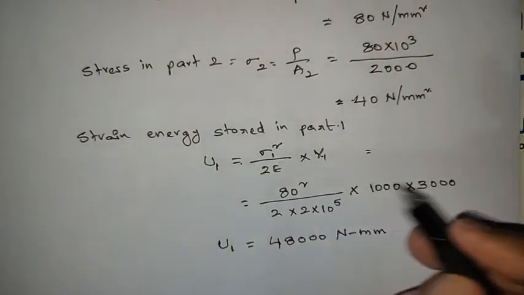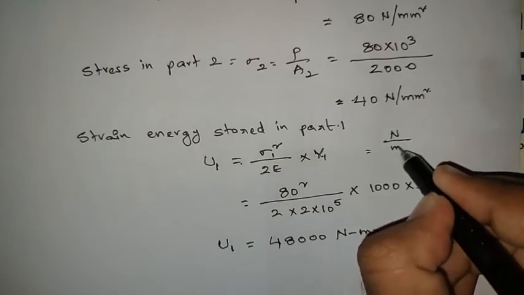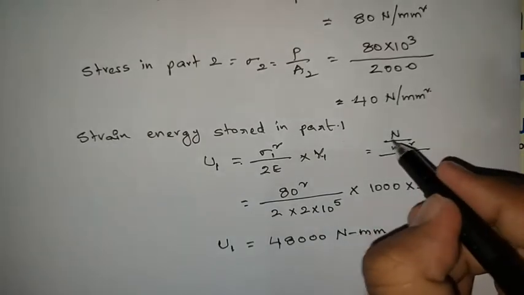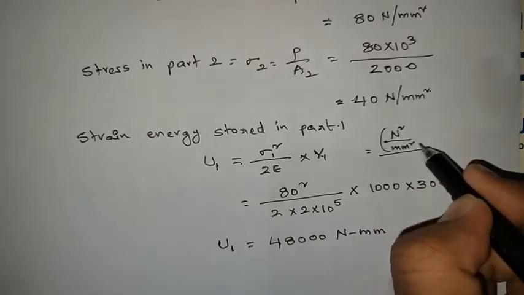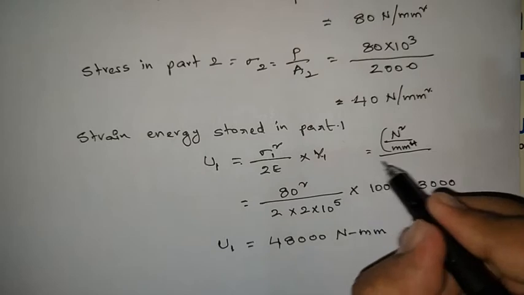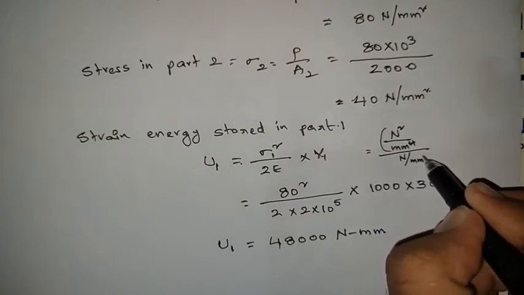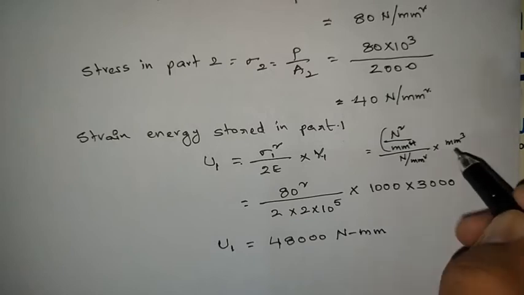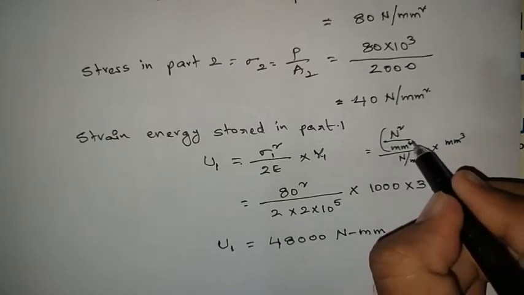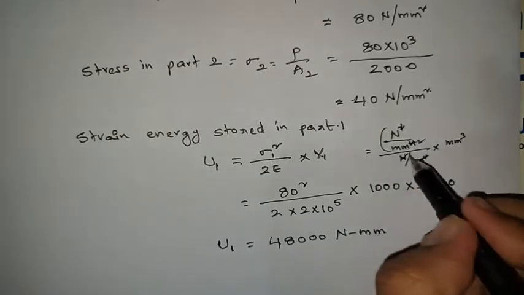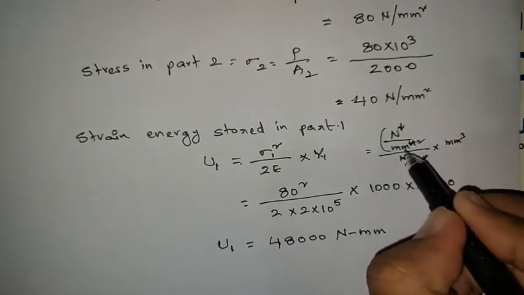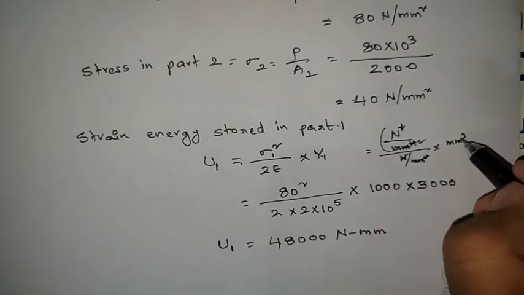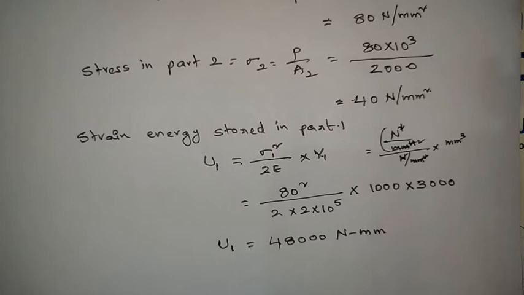So what is the unit of stress? Newton per mm square, by whole square, right? So that means Newton square by mm power 4, by E value is Newton per mm square, volume is mm cube. So 1 mm square will be cancelled and 1 Newton will be cancelled, and here one more Newton will be cancelled. So then the strain energy stored will be Newton mm, right?